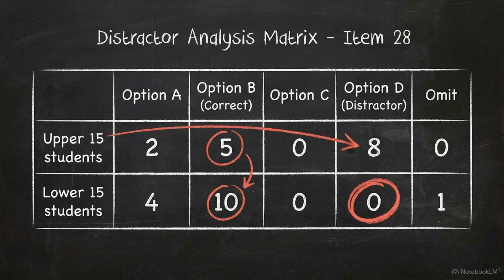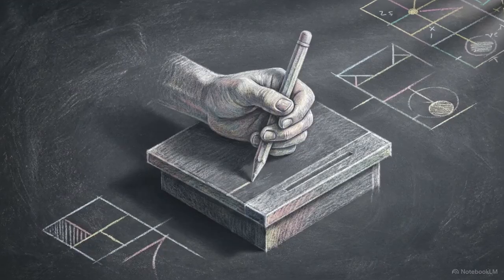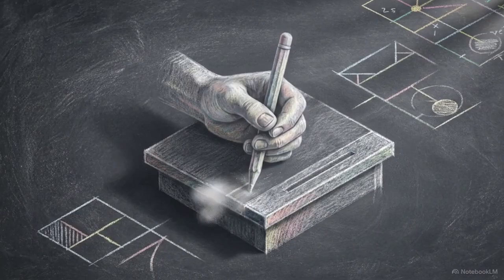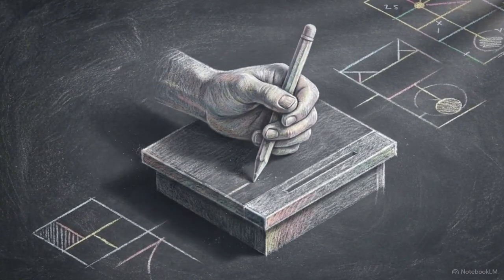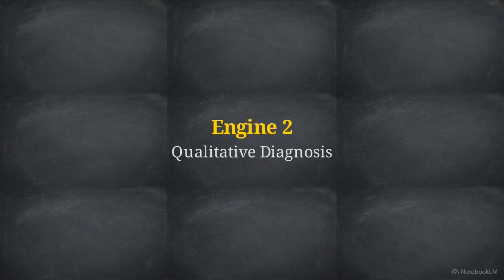The data reveals a highly specific cognitive trap in alternative D. 8 of the top 15 students were seduced by this option, whereas exactly 0 students in the bottom group picked it. Meanwhile, alternative C offers 0 diagnostic value. Literally no one selected it, making it dead weight. The mathematics have isolated the exact point of failure. The high performers are systematically drawn to option D, but equations alone cannot tell us the psychological reason why this is happening. To answer the why, we engage the second engine, a structured qualitative review.